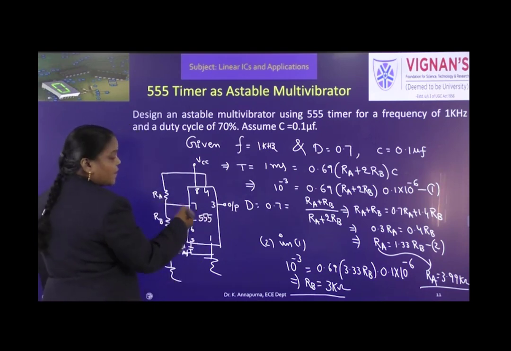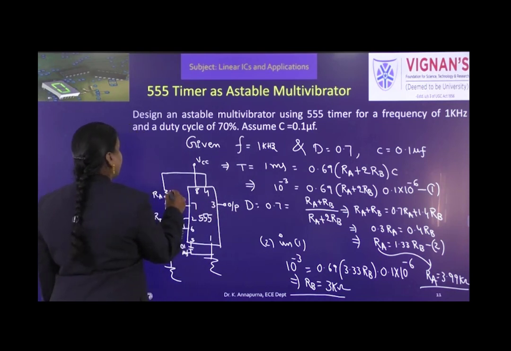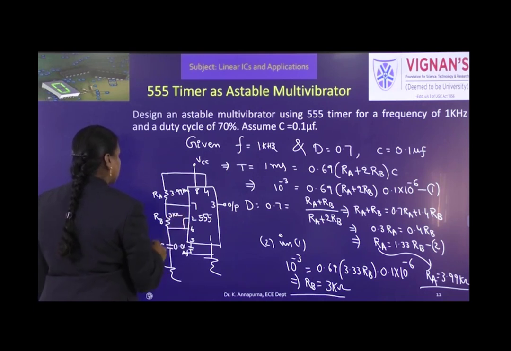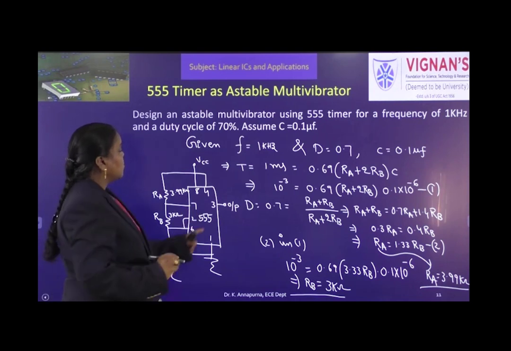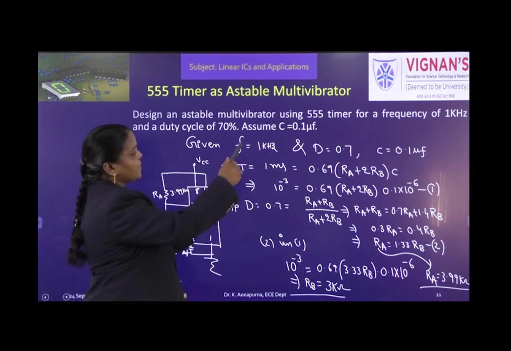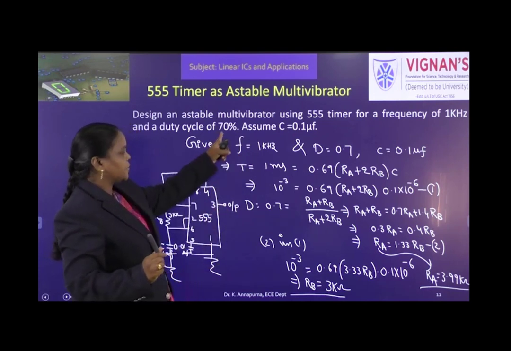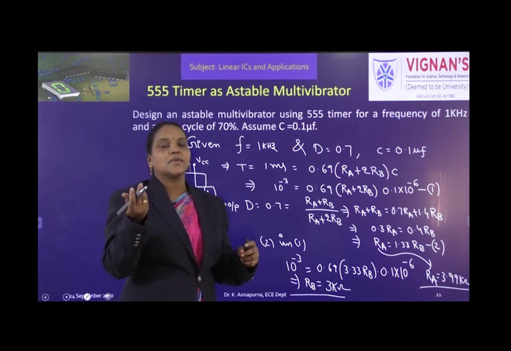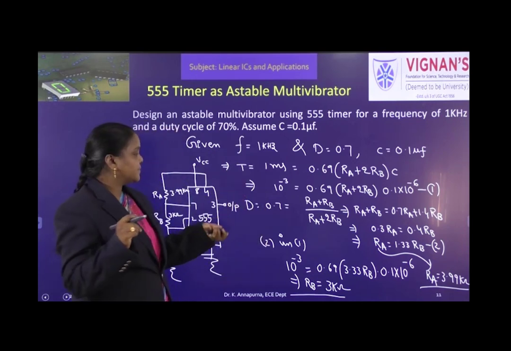Okay, what is the RA value we got? 3.99K, and RB is 3 kilo ohms. C is 0.1 micro. Now, if you simulate this, then your output will have a frequency of 1 kilohertz and a duty cycle of 70%. That means your on period is more compared to the off period.